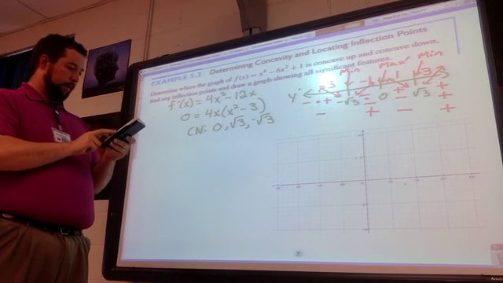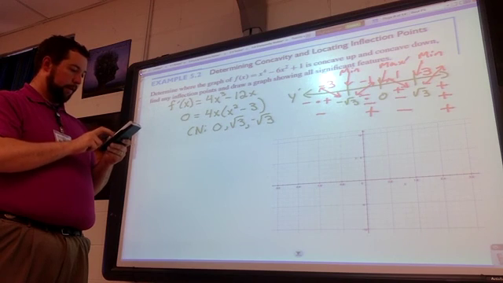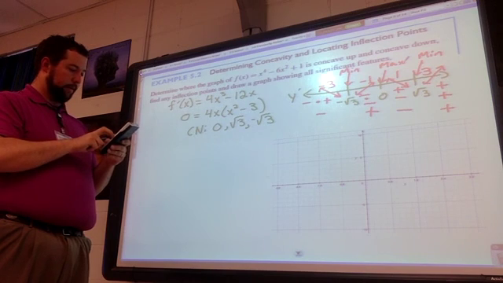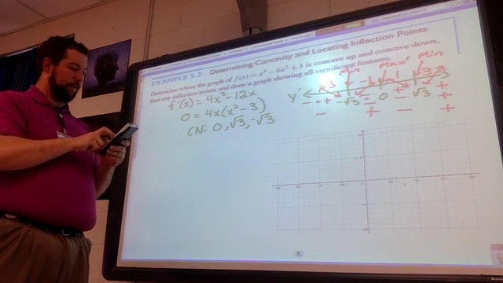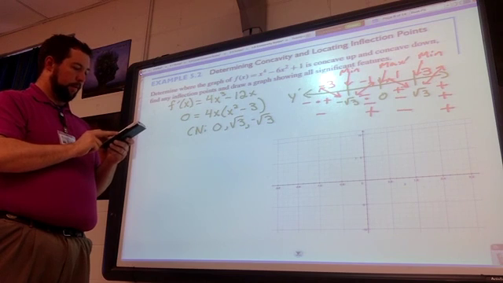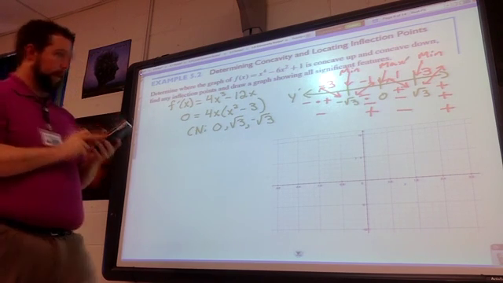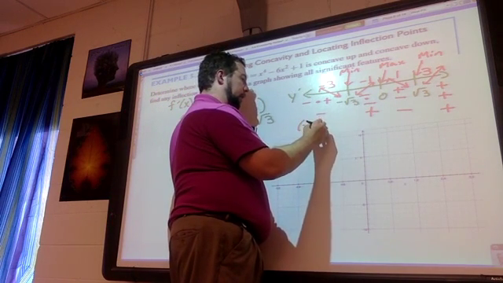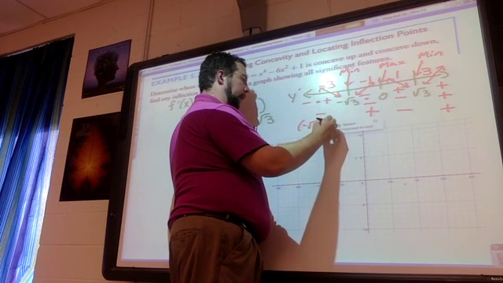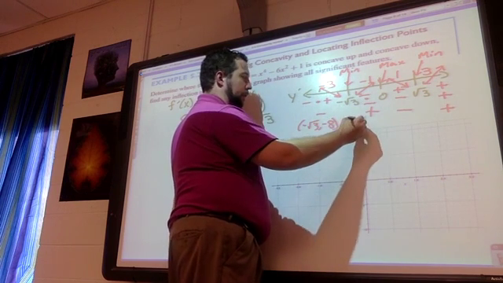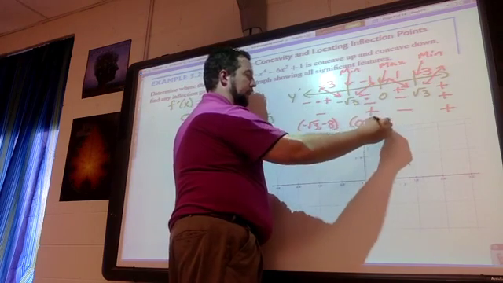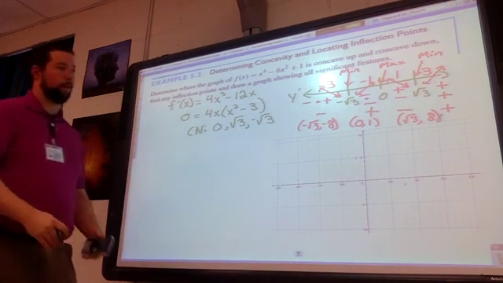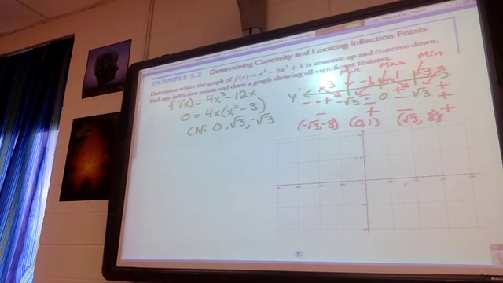Let's see, square root of 3 raised to the 4th power minus 18 plus 1 will give me a negative 8. So this happens at negative square root of 3, negative 8 is a min, 0, 1 is a max, and square root of 3, positive 8 is a min. All right, so those are our relative mins and maxes.